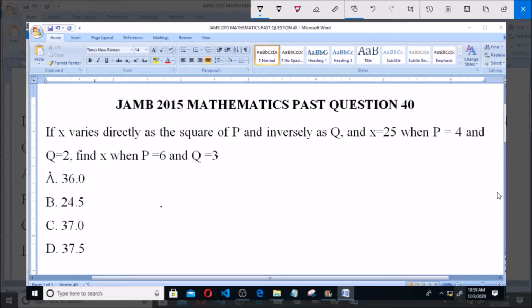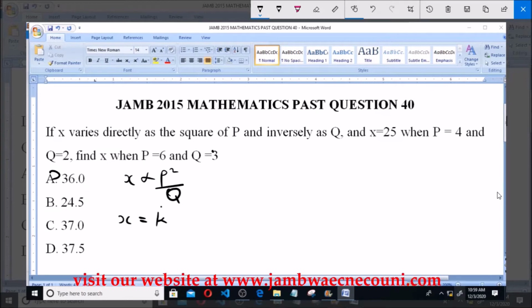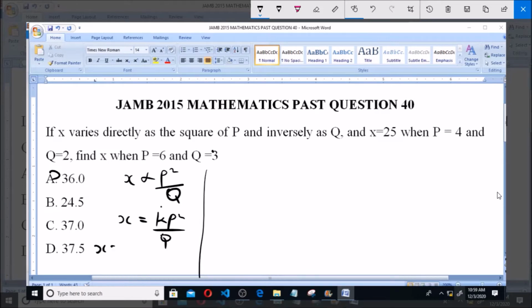The question says that if x varies directly as the square of p, that's p square, and inversely as q, now from here we have that x is equal to, introducing the constant k, kp square over q. Now we are given that x is equal to 25, p equals 4, and q equals 2.